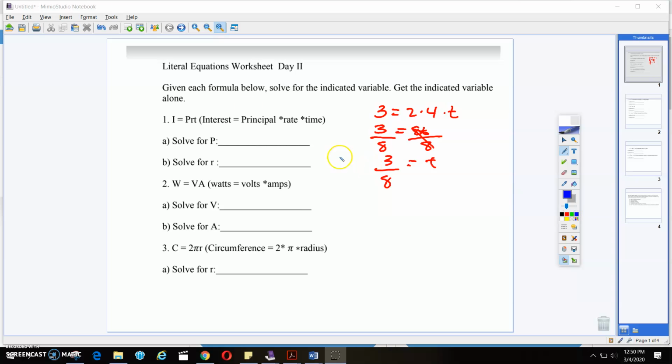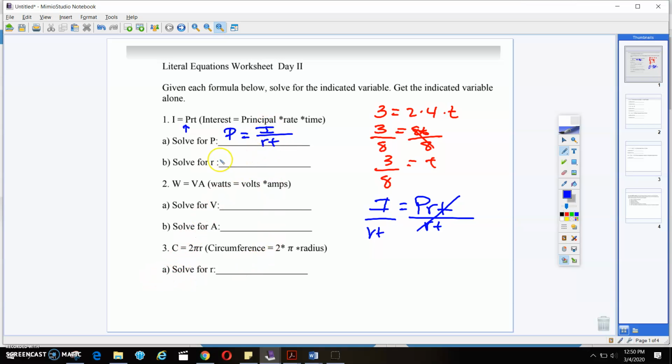So what we're going to do here is we're solving for p. We're trying to get this variable right here by itself. So if I have I equals p times r times t, what's the first thing I'm going to do? Divide by rt on both sides. Okay? So that's going to give me p equals I divided by rt.